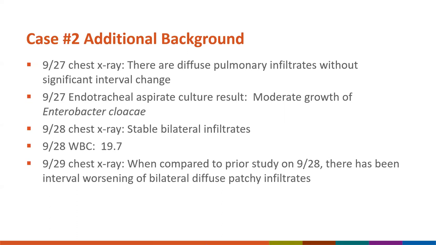On 9/27, we have another chest x-ray. This time there's diffuse pulmonary infiltrates without significant interval change. On 9/27, we have an endotracheal aspirate culture. The results are moderate growth of Enterobacter cloacae. On 9/28, we have a chest x-ray showing stable bilateral infiltrates. On 9/28, we also have a white blood cell count of 19.7. And on 9/29, we have a chest x-ray that shows, when compared with the prior study on 9/28, there's been interval worsening of the bilateral diffuse patchy infiltrates.